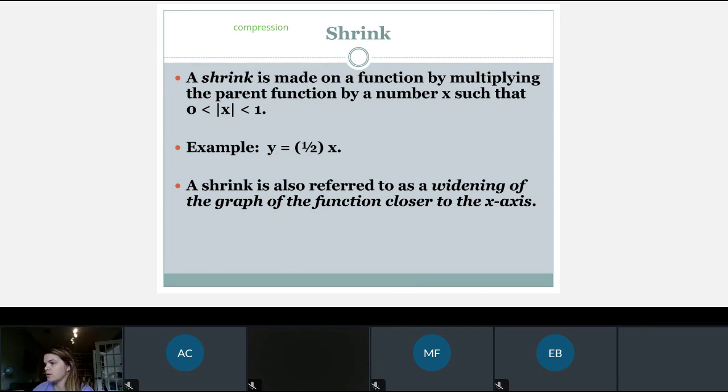A shrink or a compression is made on a function by multiplying the parent function by a number that is between 0 and 1. It's not any number less than 1, because a negative means we reflected it, but a negative 2 would still be a stretch of 2 and a reflection. So a compression is anything between 0 and 1. Most times it is fractions, where the top number is not bigger. In this case, this is 1/2 x. 1/2 is between 0 and 1, so this would be a shrink or a compression by 1/2.